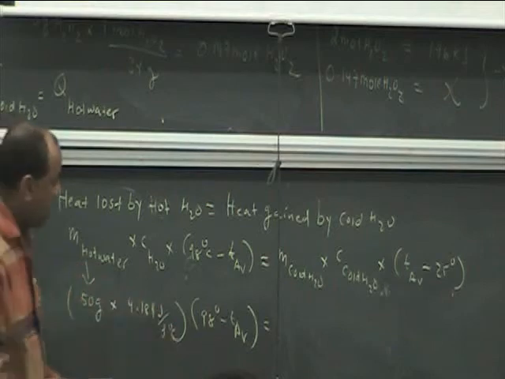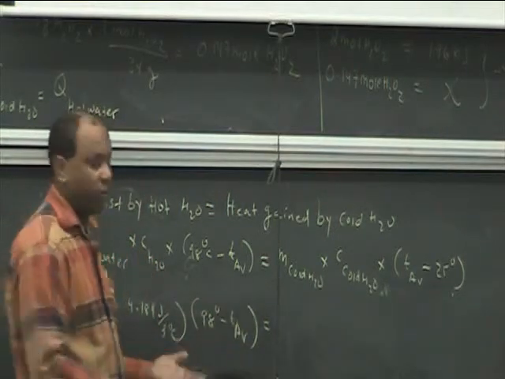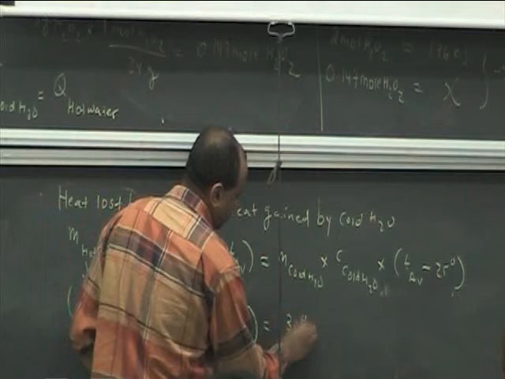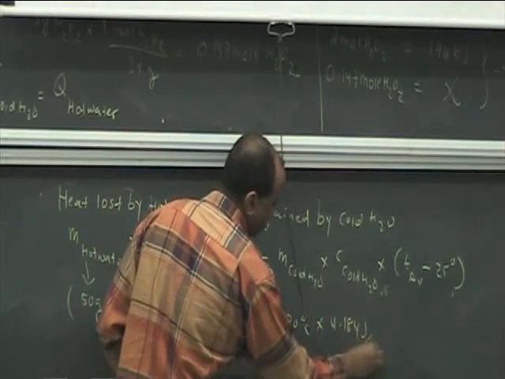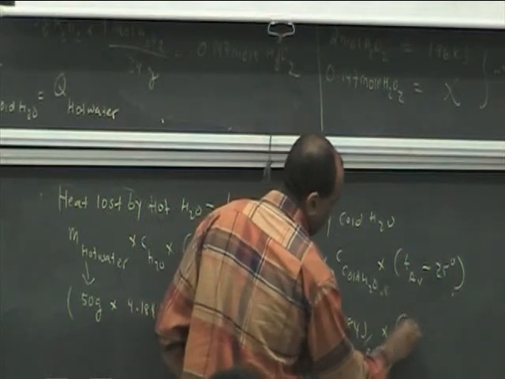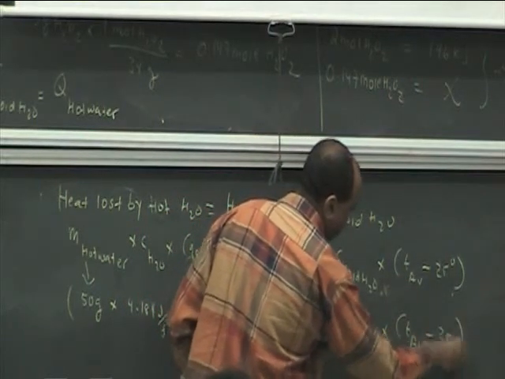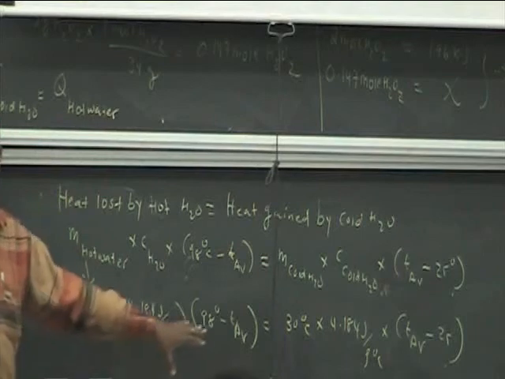Okay? So, let's say the mass of cold water will be 30 grams. The specific heat of cold water is 4.184 joules times the T average minus 25. Okay, I want you to finish this up for Friday.